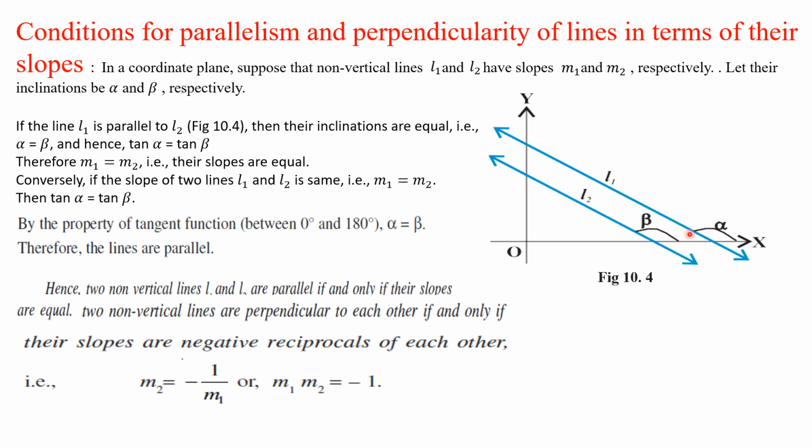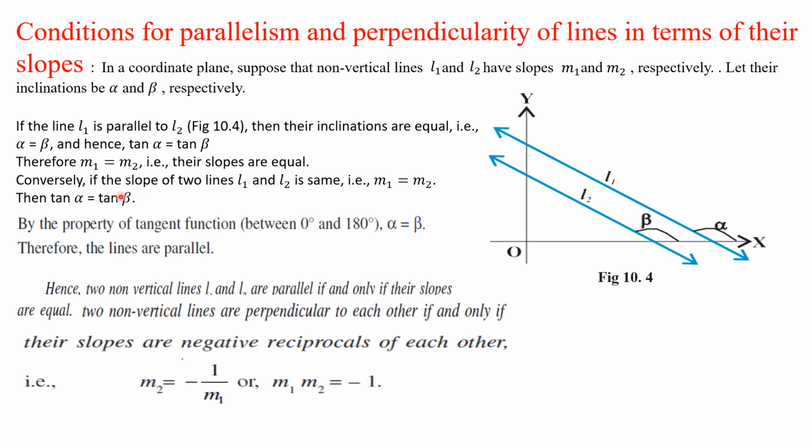If 2 lines are parallel, this x-axis is a transversal line. In this case, these 2 angles are said to be corresponding angles on the same side of the transversal. Then they are equal. Alpha is equal to beta and hence tan alpha is equal to tan beta. Understood this point, my children? Therefore, tan alpha means M1 and tan beta is equal to M2. That is, their slopes are equal. So remember this point, my children. If 2 lines are parallel, then their slopes are equal.